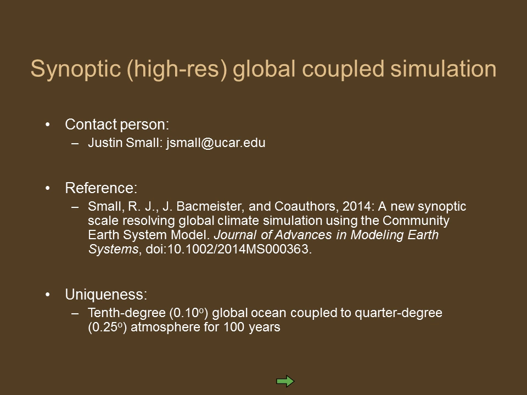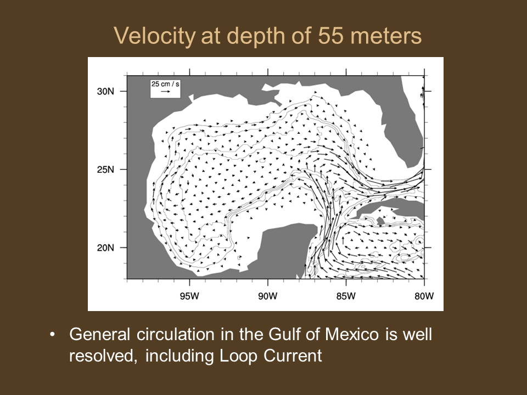So here's an example. Here is velocity at a depth of 55 meters for the Gulf of Mexico. And for each of these sections here, these tick marks are 1 degree. So in between these tick marks, there are 10 data points. So there's going to be about 20 data points in the Yucatan Channel, for example.